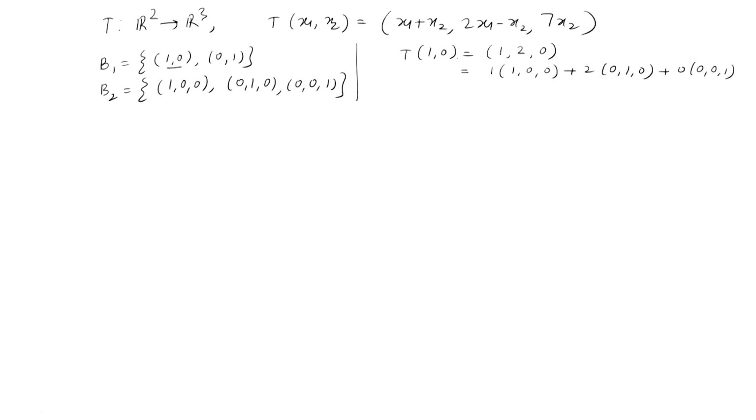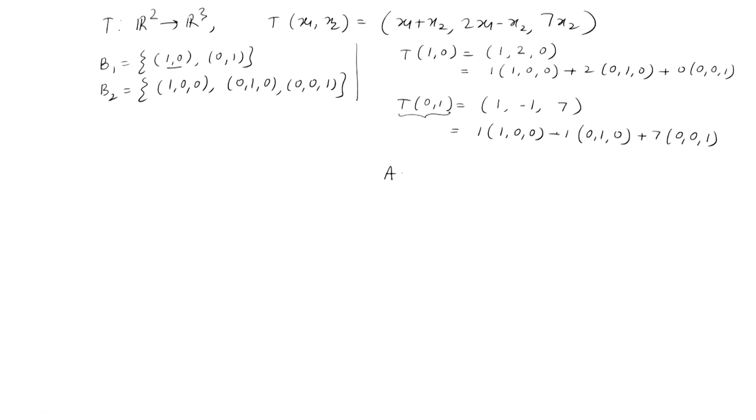So, what are the coordinates of this vector T(1, 0)? The coordinates of this vector are 1, 2 and 0, and you write this as a column of the matrix of T. Again, T of (0, 1) is nothing but (1, -1, 7), which can be written as 1 times (1, 0, 0) minus 1 times (0, 1, 0) plus 7 times (0, 0, 1). So, the coordinate of this vector is 1, -1 and 7.